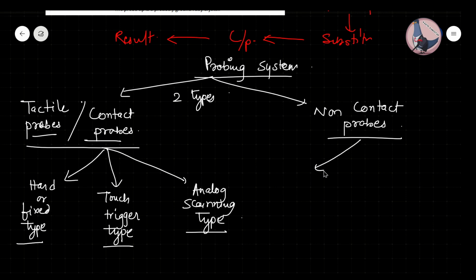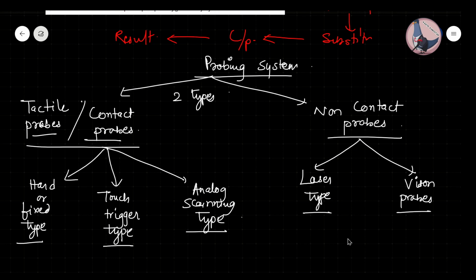And in non-contact probes, there are also three types, but two most common types I will tell you. One is your laser type, and second one is your vision probes. They will not be making any contact. By the name itself, you can understand the laser type. A laser will be dropped on the job, and then the laser dot on the job will be read by triangulation, and then the coordinate will be estimated. Okay, so these non-contact probes we will see in detail next.